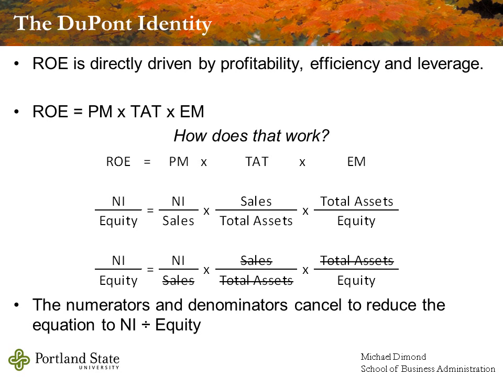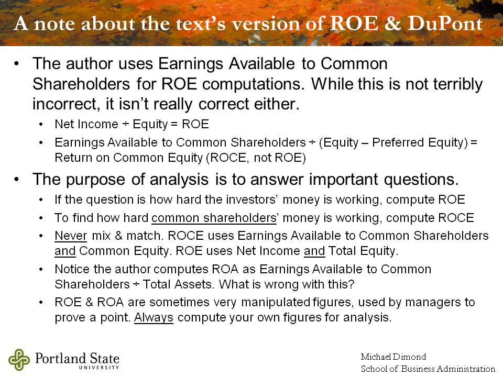If we wanted to dig into those questions, a couple of notes about the way that ROE and the DuPont identity are handled in the textbook. First of all, the author uses earnings available to common shareholders for his ROE computations. And while this isn't terribly incorrect, it's not technically correct either. ROE, return on equity, is defined as the net income divided by the total equity in the firm. What the author is doing is taking the earnings available to common shareholders, so he's taken net income and removed the preferred dividends from it. And he's going to divide that by the equity except for the preferred equity. So he's taking total equity and subtracting the preferred equity from it.